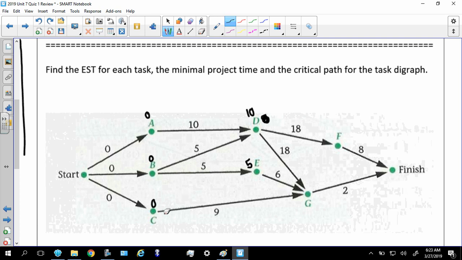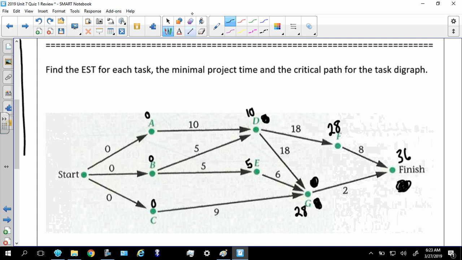All right, so let's see. C to G, that's 9. E to G, that's a total of 11. And then D to G, that's a total of 28. So you should know by now you're always taking the longest route, because that's going to be it. All right, G is going to be 28. And then the finish has 2 arrows. Let's see, that's 36, or that's 30. Let's see. It's got to be 36.